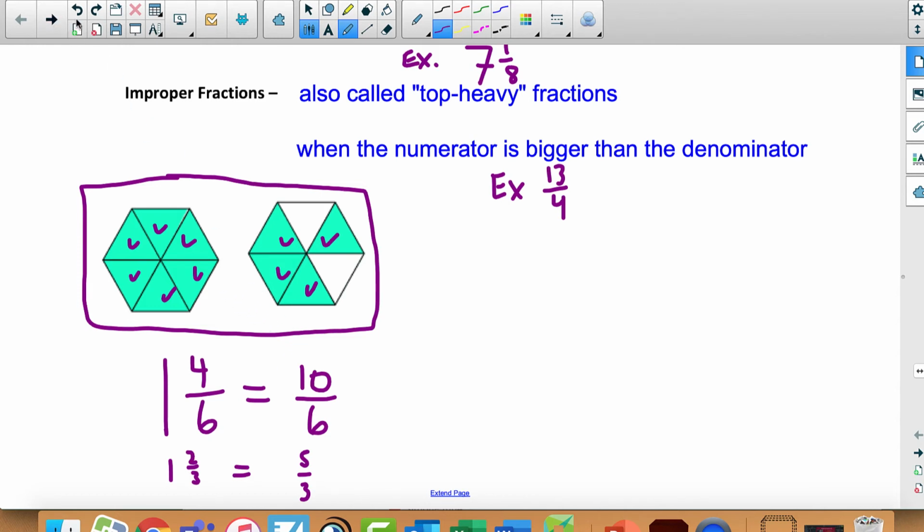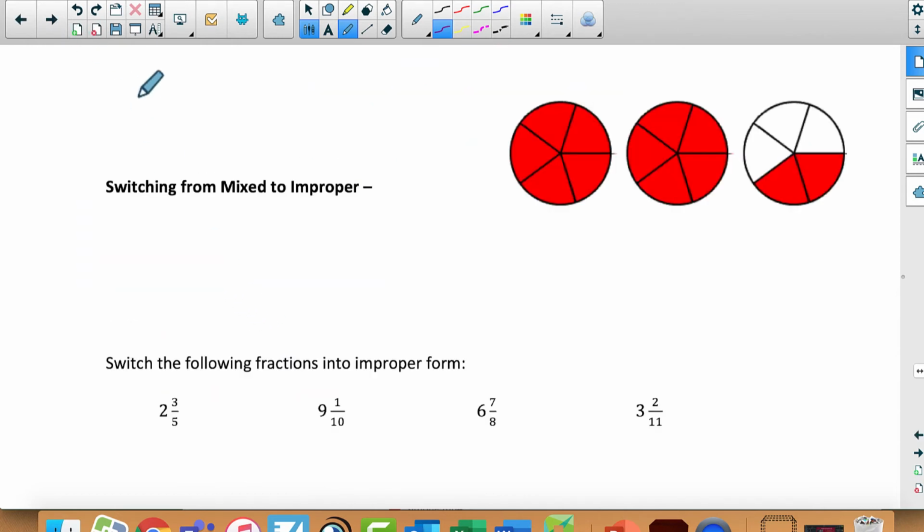Okay, so what we need to learn how to do is to switch from mixed to improper and improper to mixed. So let's start with mixed to improper. Let's look over here again. So let's write this in mixed form. You have 1 whole. You have 2 wholes. So you got a big 2. And then what's our fraction here? There's 1, 2, 3, 4, 5 pieces and 2 are shaded, so it's 2/5.